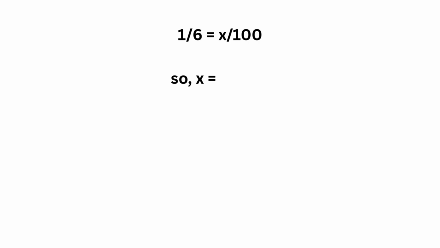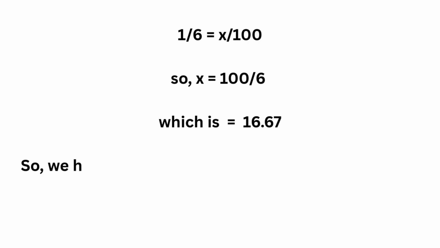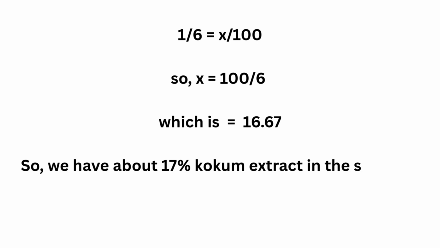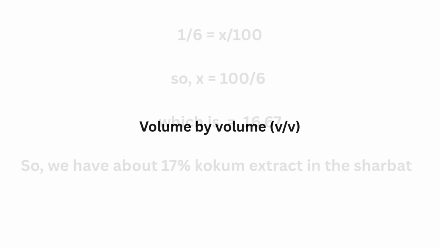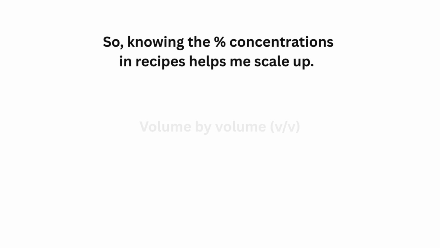Now let's look at the science part. 1 out of 6 parts is kokum. That is 17% kokum extract. We call that volume by volume because both things are liquids.